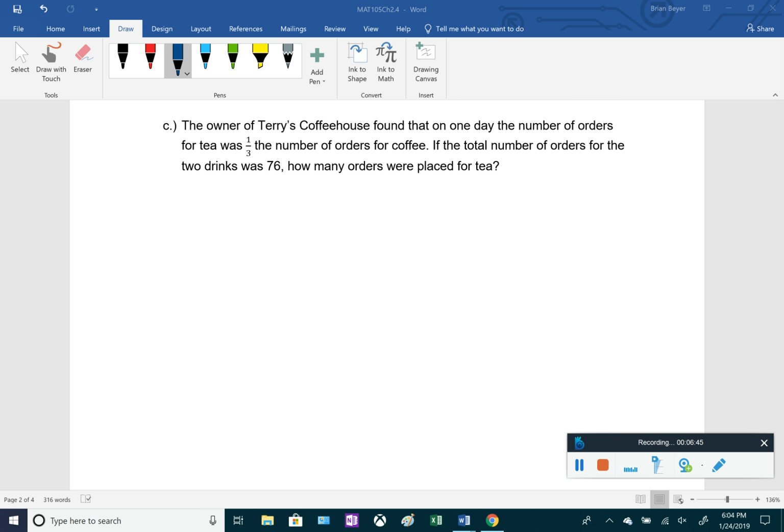So the owner of Terry's Coffee House found that on one day the number of orders for tea was 1/3 the number of orders of coffee. If the total number of orders for the two drinks was 76, we want to know how many orders were placed for tea. Okay, so once again, I'm just going to let x equal the number of tea orders, and I'm going to let y equal the number of coffee orders.